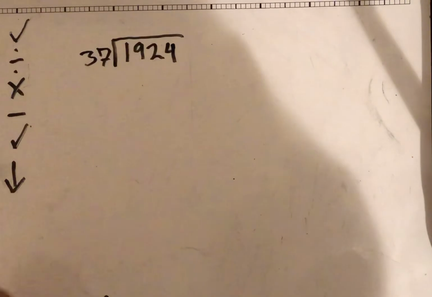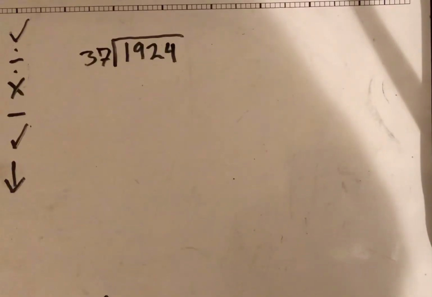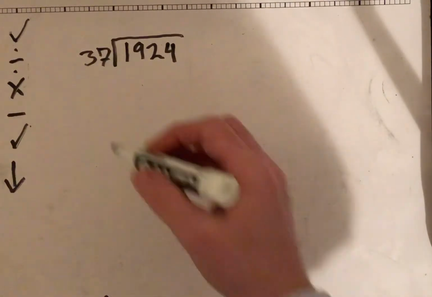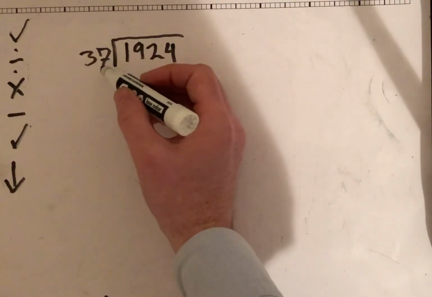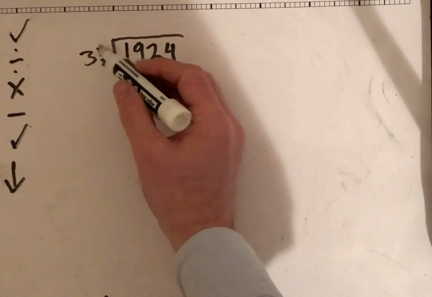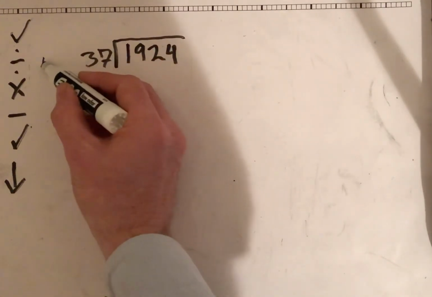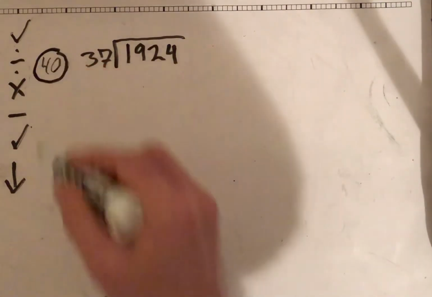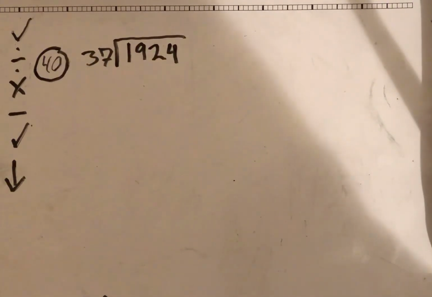Now, I don't know my 37 facts. That's just something I've never learned, and honestly, I don't think I plan to learn. So I'm going to instead round to the nearest 10. I know 7 tells me to round up, so I'm going to round to 40. And I know my 40 facts because I know my 4 facts. I know it goes 4, 8, 12. I know it goes 40, 80, 120.